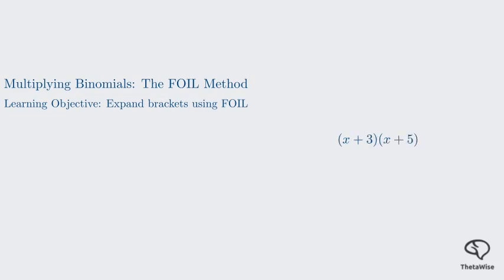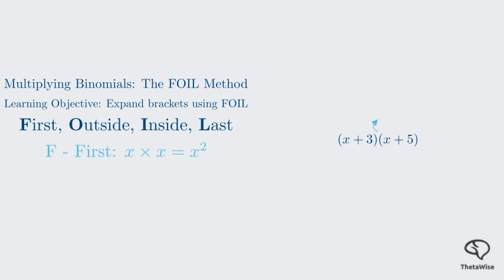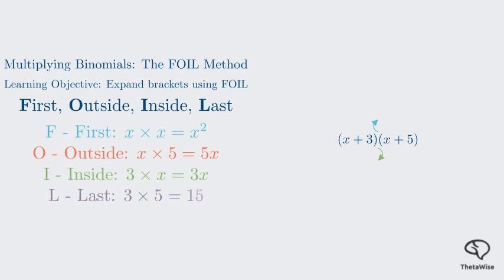Let's look at the expression (x + 3) times (x + 5). FOIL stands for first, outside, inside, and last. First, we multiply the first terms in each bracket. x times x gives us x squared. Next, the outside terms: x times 5 gives us 5x. Then, the inside terms: 3 times x gives us 3x. Finally, the last terms: 3 times 5 gives us 15.